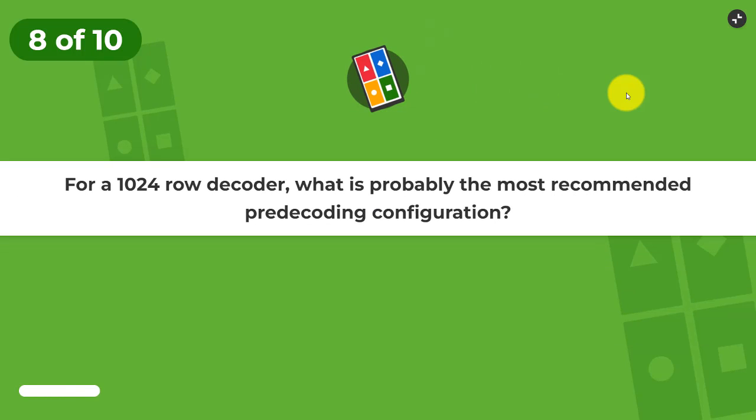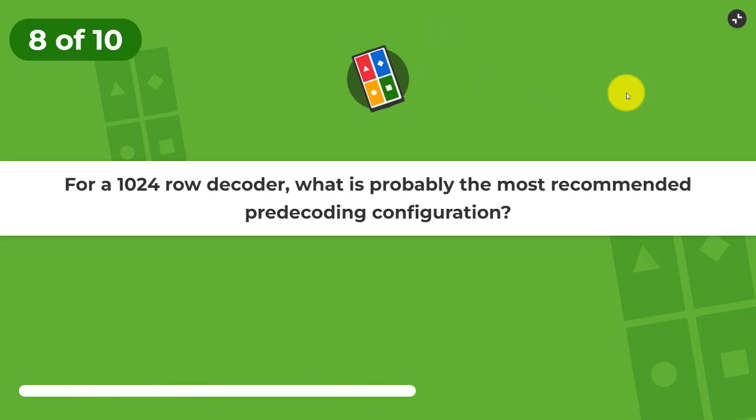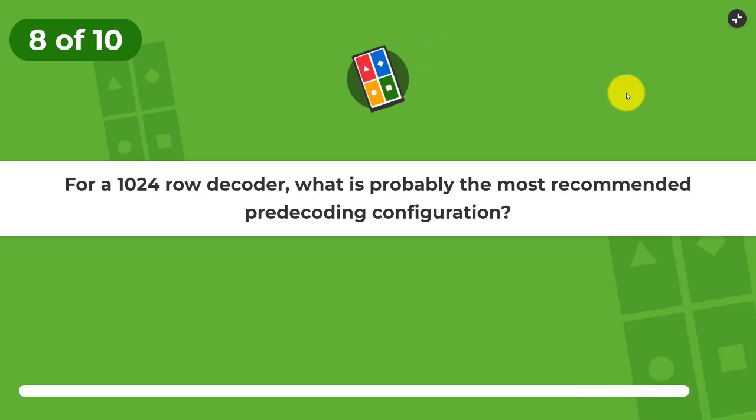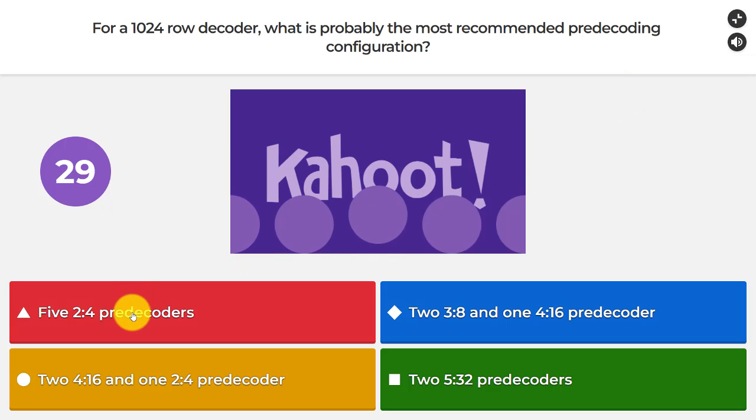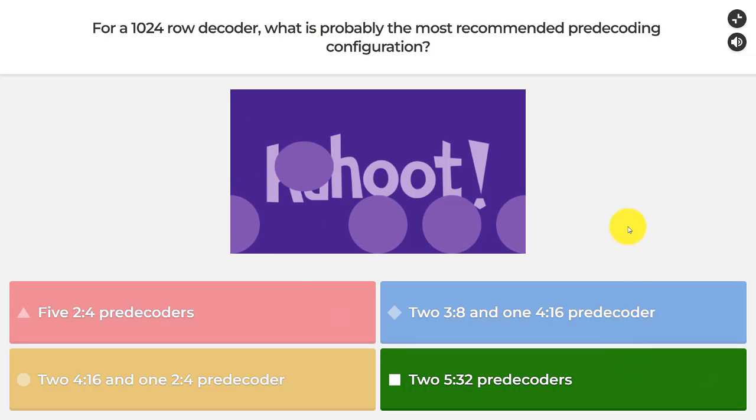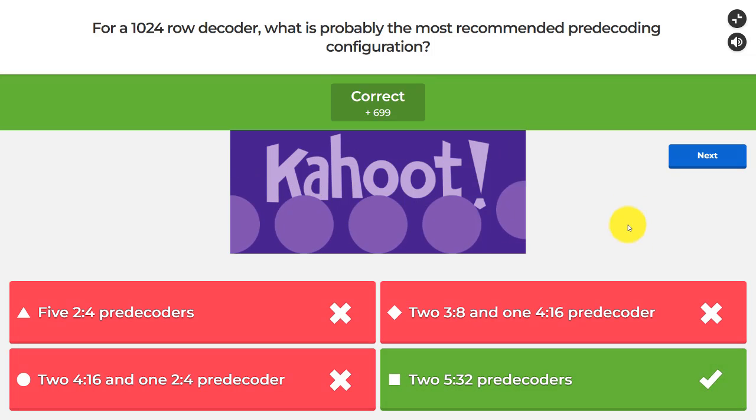So question number 8. For a 1024 row decoder, what is probably the most recommended predecoding configuration? Is it 5 2 to 4 predecoders, 2 3 to 8 and 1 4 to 16 predecoder, 2 4 to 16 and 1 2 to 4 predecoder, or 2 5 to 32 predecoders? Well, I'm going to go for the last option, 2 5 to 32 predecoders. Let's go and see exactly why.